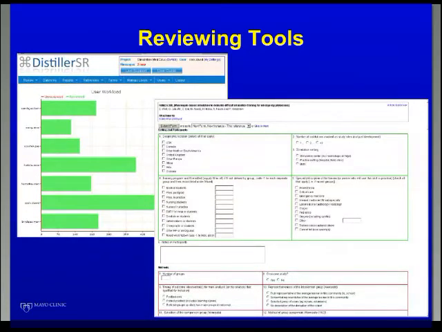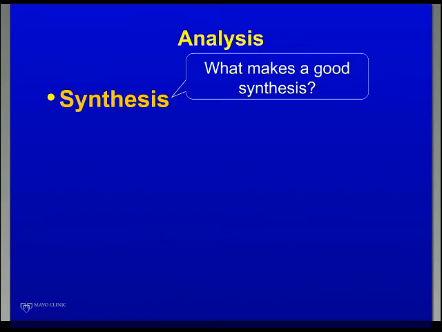This is a picture of Distiller. It shows how it keeps track of different individuals and how many articles they've reviewed, and also shows a form that you can complete online, and it automatically keeps track of how many reviews a given article has had, and allows you to download that data for subsequent analysis. Very helpful, but it is an expensive subscription, so it will require resources to use.